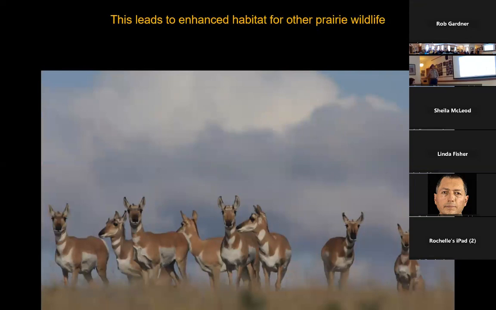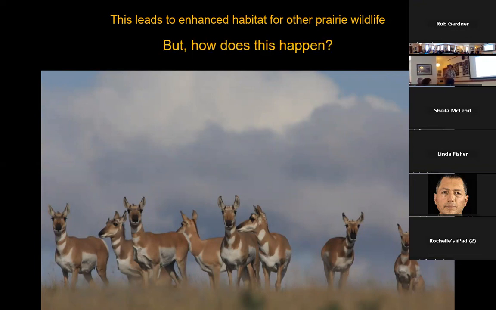All of this grazing activity leads to enhanced habitat for other wildlife, like the pronghorn. Now, these guys virtually disappeared from the park region when the cattle were removed from the landscape during the winter months. And now pronghorn are staying right through the winter now that they have access to those bison trails.